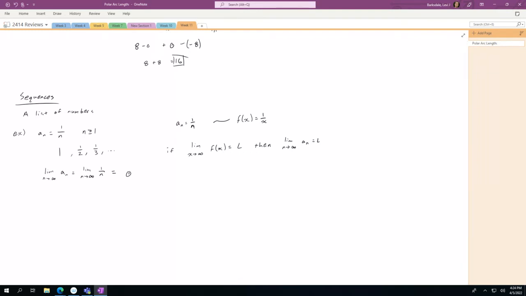One thing to note is this doesn't go the other direction. So if you have a sequence a sub n equal to L, it doesn't necessarily mean that your corresponding function is going to have that same limit. Can you think of an example where that would be the case? My mind immediately went to convergence and divergence tests. That's not this. That's something else. So we're looking for a sequence that has a limit that exists, but whose corresponding function has a limit that doesn't exist. That might be a nice hint.